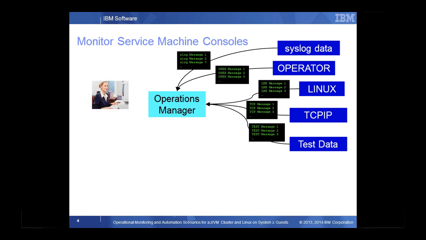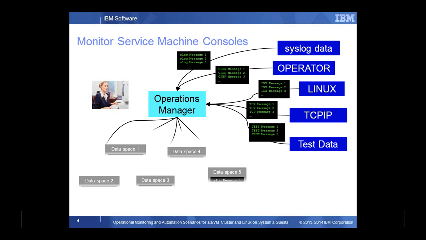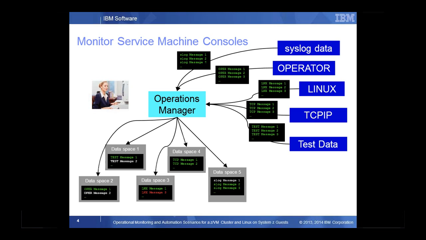When it receives that data, Operations Manager puts each of those consoles that it's receiving into a data space. And in VM, you don't need to understand the technology behind data spaces. Just think of it as shared memory. Each Linux guest gets its own data space. Each VM service machine that you've configured to send its console over gets its own data space.